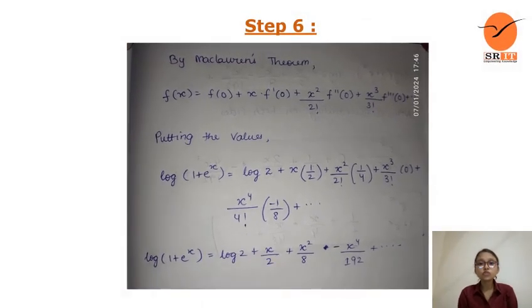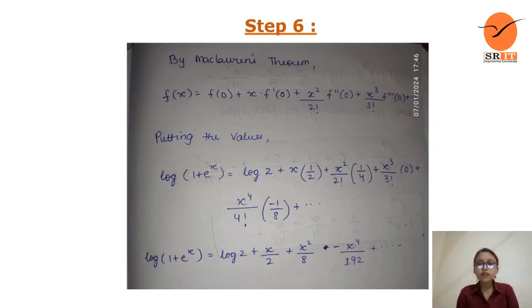Moving on to step 6, this is a very crucial step because in this step we are going to apply Maclaurin's theorem. So we know that Maclaurin's theorem is f of x is equal to f of 0 plus x into f dash 0 plus x square by 2 factorial into f double dash 0 plus x cube by 3 factorial into f triple dash 0 and so on. This goes on up to infinity.